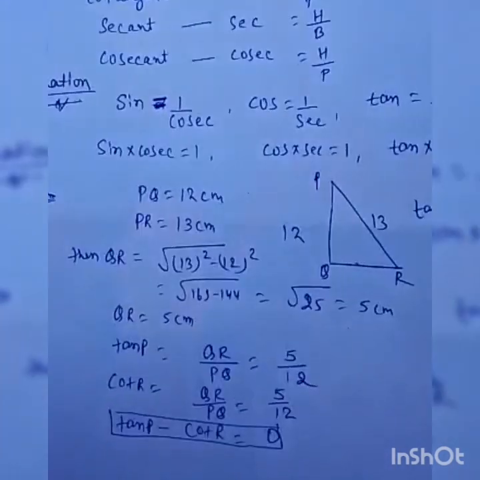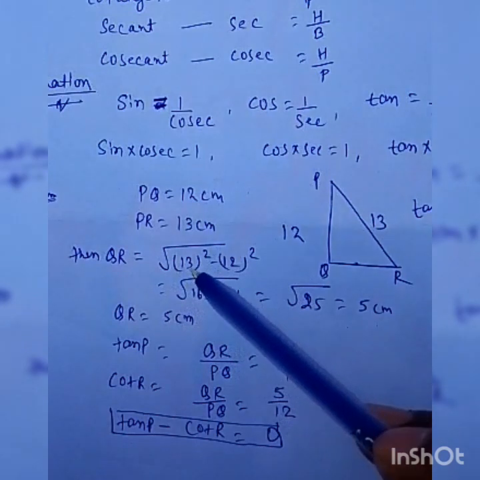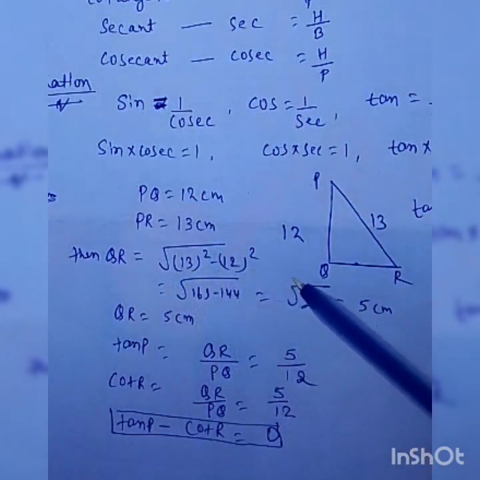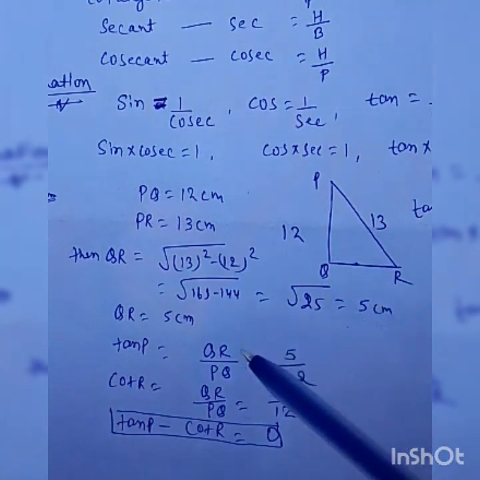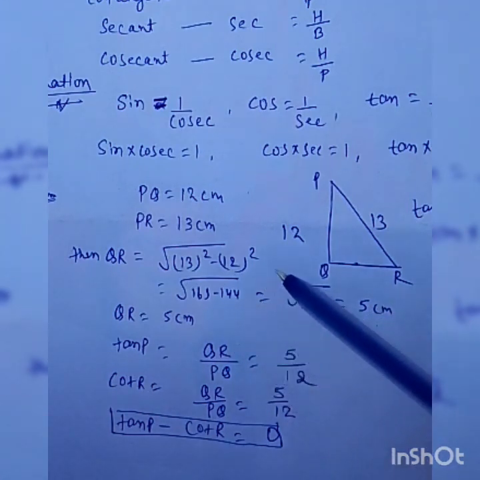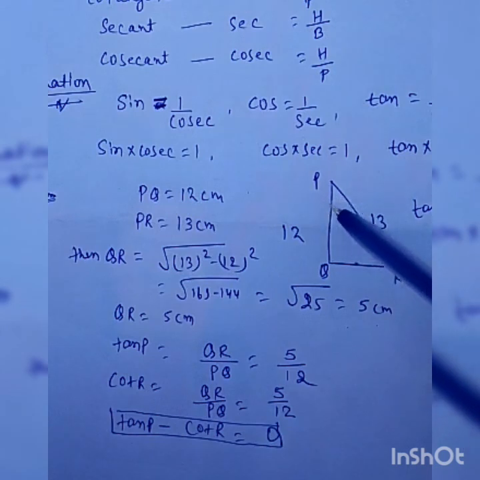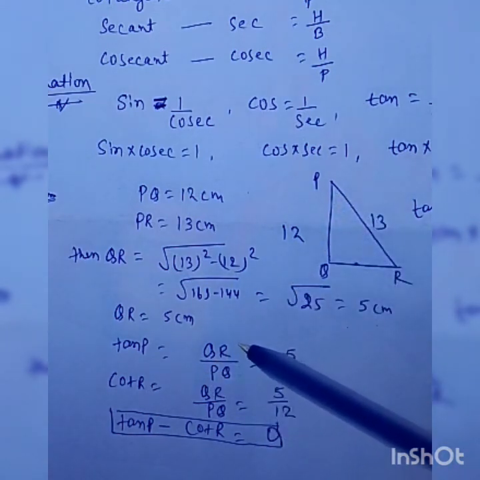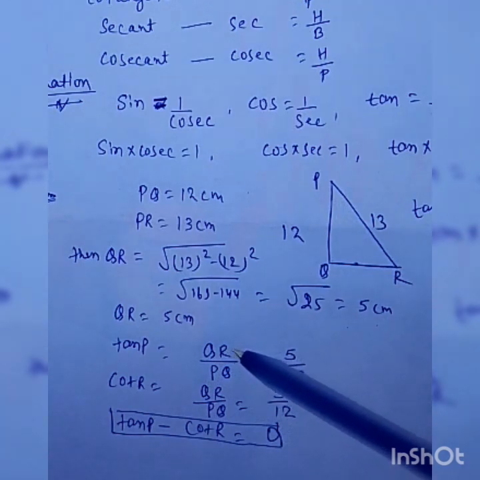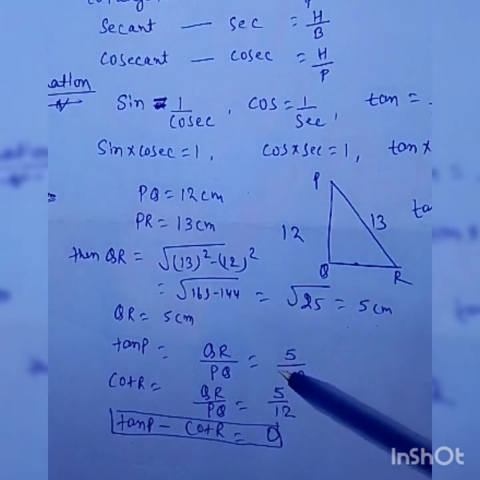If PQ is equal to 12 and PR is equal to 13, then QR is equal to under root 13 square minus 12 square, which is 5 centimeter by Pythagoras theorem. And if QR is equal to 5 centimeter, then for tan P, the view angle is P, so the corresponding side is the base, PQ is the base. Then tan P is equal to P by B, here P is QR and B is PQ, then the value of tan P is 5 by 12.